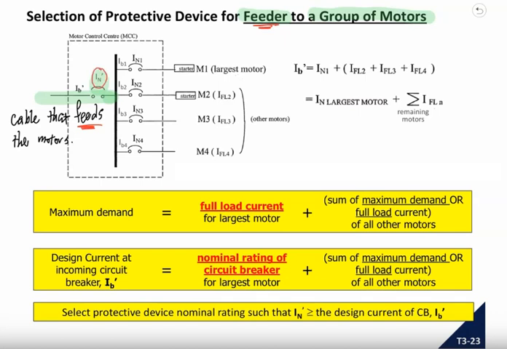And of course, before we do that, we need to know what is IB, the design current. All right, so to differentiate between IB here and IB here, we use IB prime for the feeder circuit. And similarly, we will use IN prime for the feeder circuit breaker.